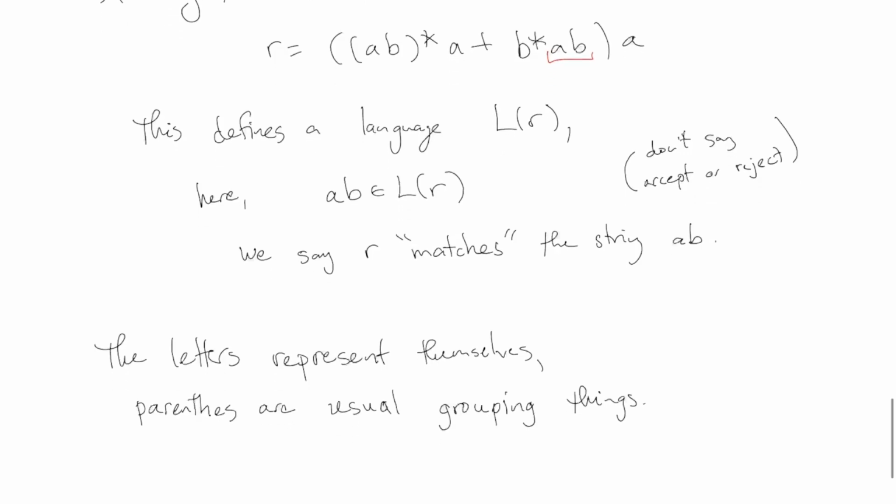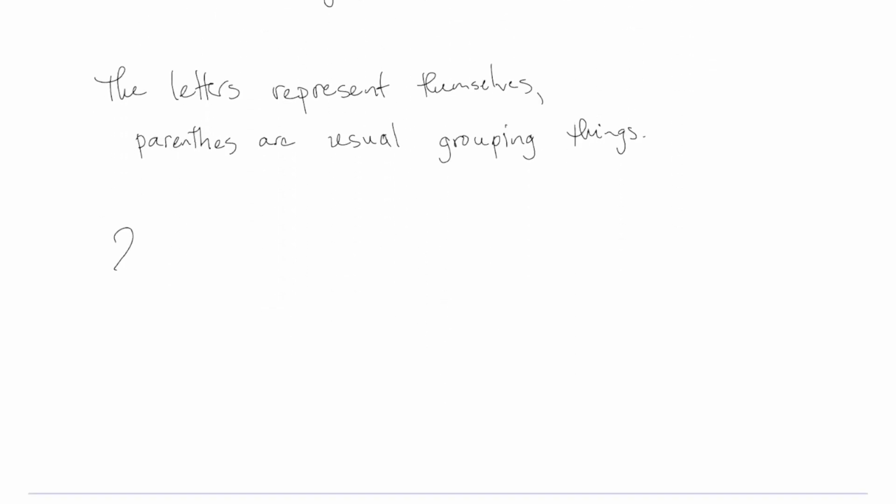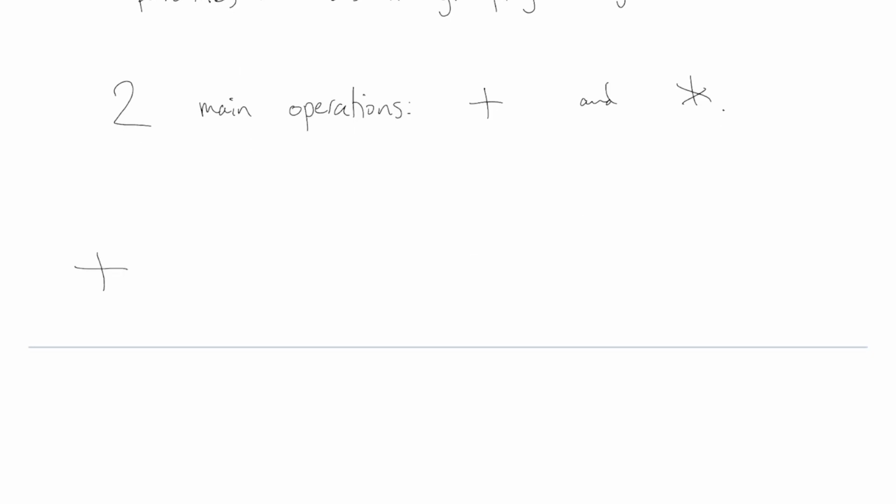And then what we really should talk about is the plus and the star. Those are the interesting operations to discuss for making sense of regular expressions. All right. So what about two main operations, the plus and the star? Let's just talk about them. So the plus, what the plus means, the plus is like or union. That's your interpretation of a plus in a regular expression, all right?